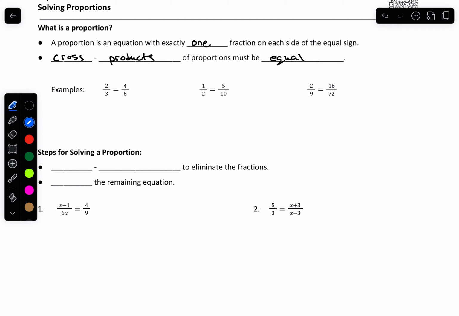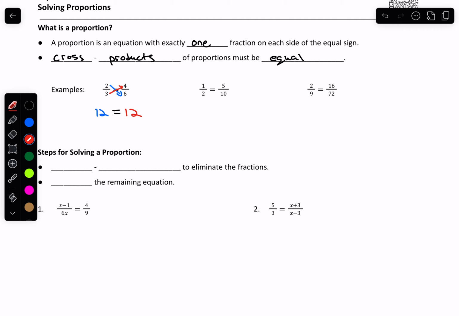So example one. To find the cross product, we multiply the bottom of one fraction times the top of the other fraction. So we're going to do 2 times 6, and then 3 times 4. When I multiply 2 times 6, I get 12. And when I multiply 3 times 4, I get 12. We started with 2/3 equals 4/6, which, based on our knowledge of fractions, we should know to be true. Those are equivalent fractions, so those are equal.